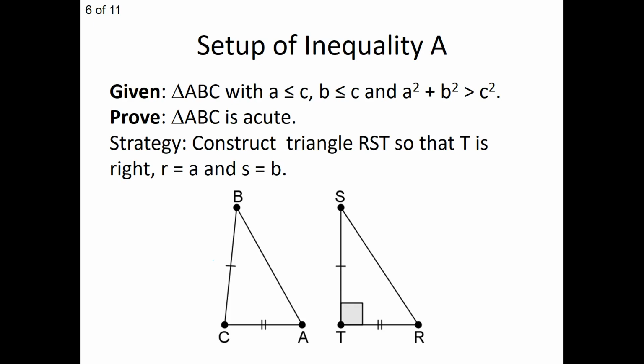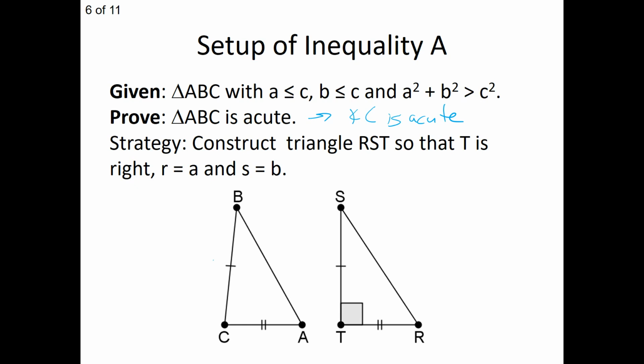Let's take a look at our setup of this proof of inequality A. We're given triangle ABC such that we let side c be the greatest of the three sides, so a is less than or equal to c and b is less than or equal to c. We're also given that a squared plus b squared is greater than c squared, and we're going to prove that triangle ABC is acute. In other words, we're going to specifically show that angle C is acute. If we can show that angle C is acute, then we'll know that the rest of the triangle has to be acute as well, which means we'll have an acute triangle.